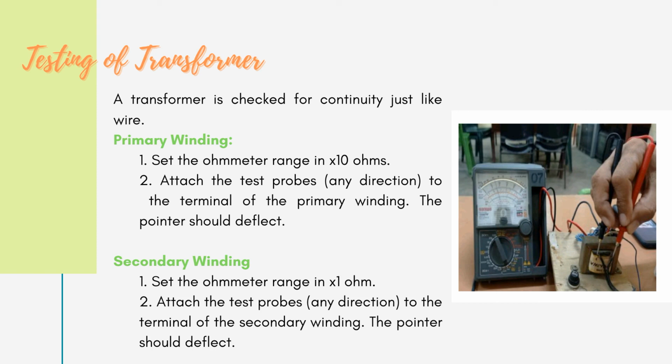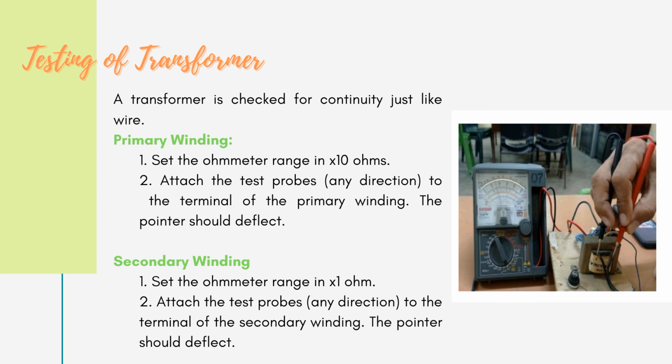Testing of transformer. A transformer is checked for continuity just like wire. Primary winding: 1. Set the ohm meter range to X10 ohms. 2. Attach the test probes, in any direction, to the terminals of the primary winding. The pointer should deflect. Secondary winding: 1. Set the ohm meter range to X1 ohm. 2. Attach the test probes, in any direction, to the terminals of the secondary winding.